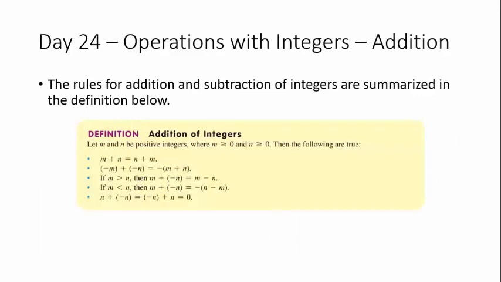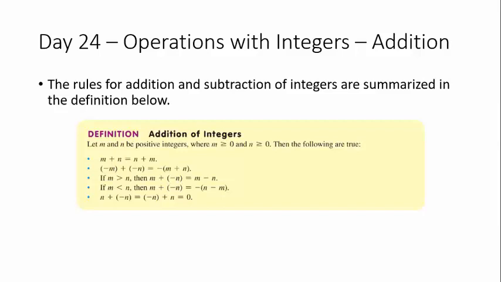The rules for addition and subtraction of integers are summarized in this definition that comes from your book. Notice that m and n are both greater than or equal to 0 in the statements here. The first bullet, m plus n equals n plus m, is your commutative property. In the second bullet, you'll notice that when we're adding a pair of negative integers, it is the same as adding the positive, and then the negative, of course, is outside the parentheses, so we end up with a negative sum.